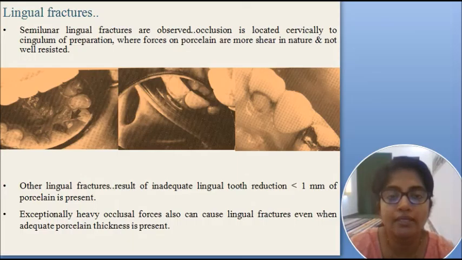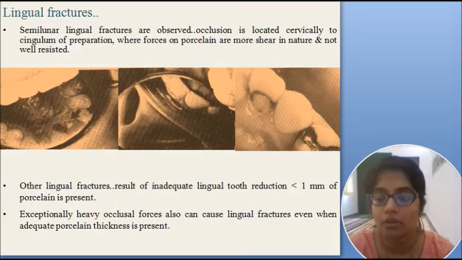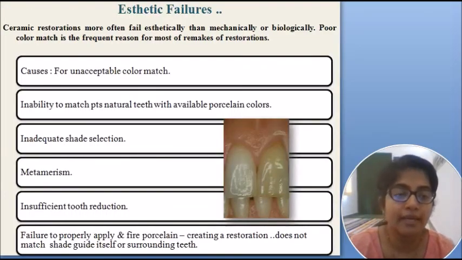Occlusion is located cervically to the cingulum of preparation, where forces on the porcelain are more shear in nature and not well resisted. Other lingual fractures are the result of inadequate lingual reduction, where less than 1 mm of porcelain is present. Exceptionally heavy occlusal forces also can cause lingual fractures even when adequate porcelain thickness is present. So this finishes the mechanical failures.